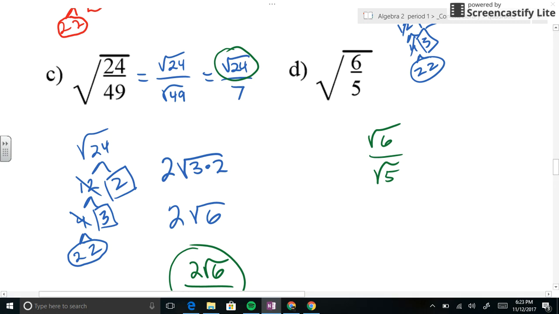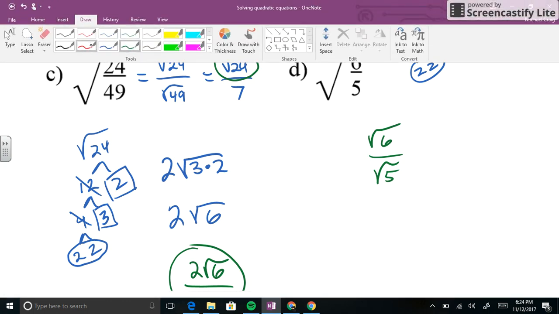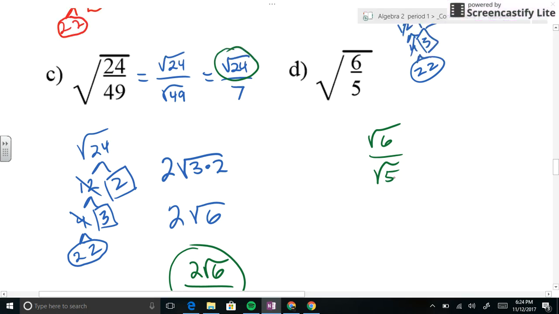Here, 5 is not a perfect square, so we have to do a different method, which is to get the square root out of the denominator. We call that rationalizing the denominator. To do that, we multiply by whatever is inside the radical on both the top and the bottom. This is basically like multiplying by 1, so it doesn't change the value.